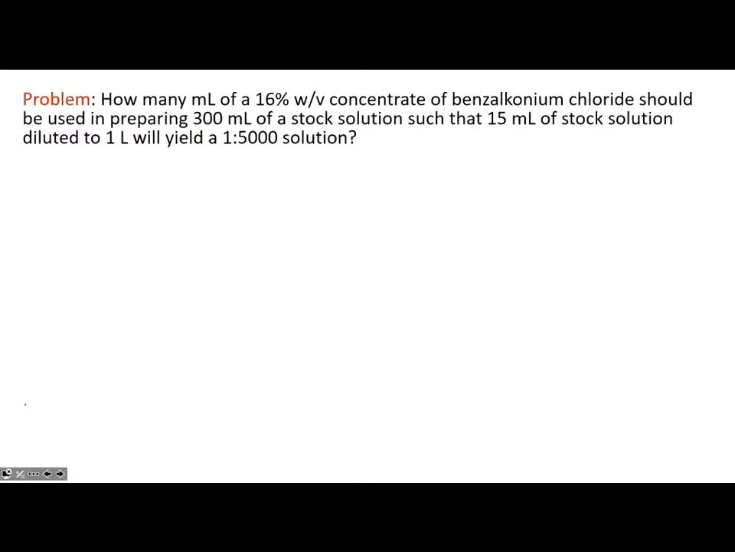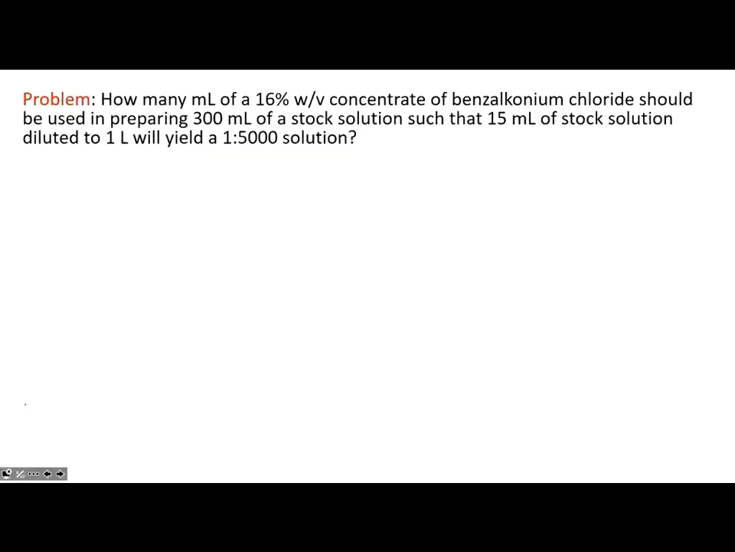It says, how many milliliters of a 16% weight per volume concentration of benzalkonium chloride should be used in preparing 300 milliliters of stock solution such that 15 milliliters of that stock solution, when diluted to a liter, has a 1 to 5,000 concentration? All right, what the heck? That's like 3 things going on in that one sentence. There is a lot going on there.